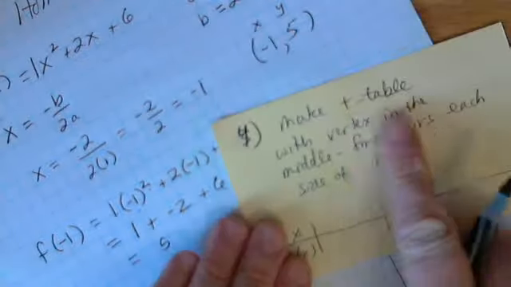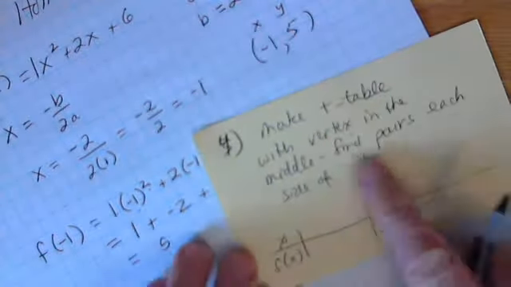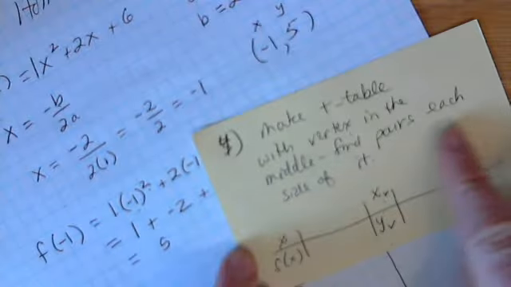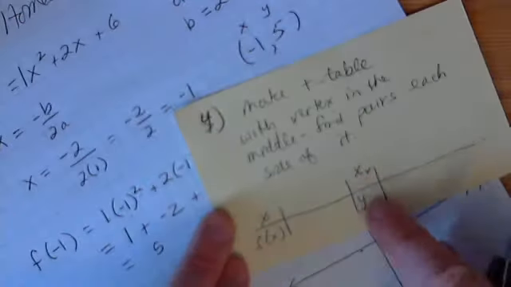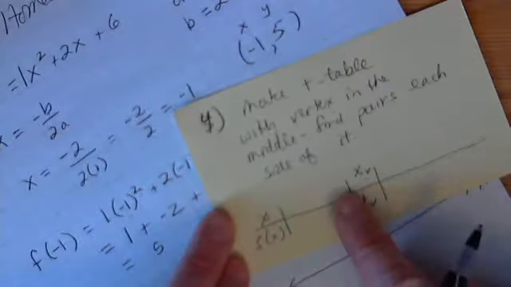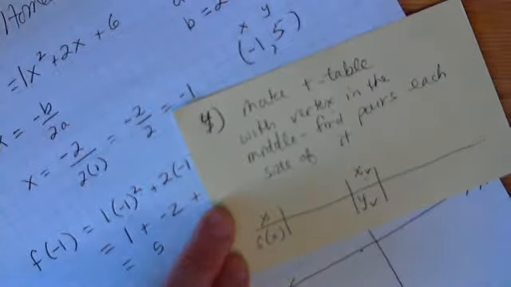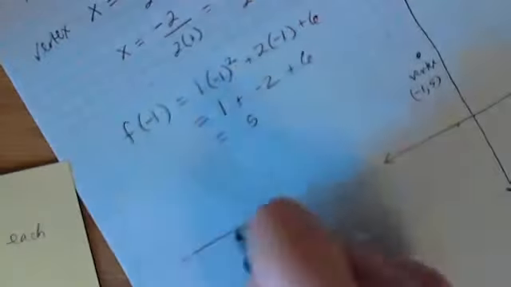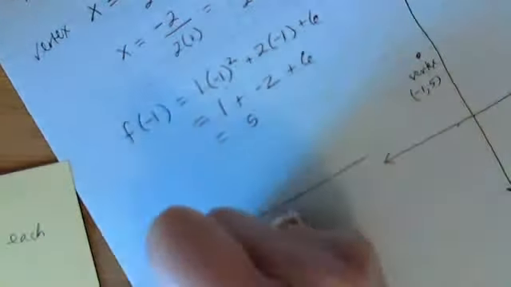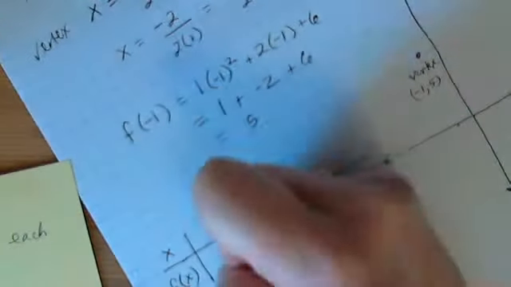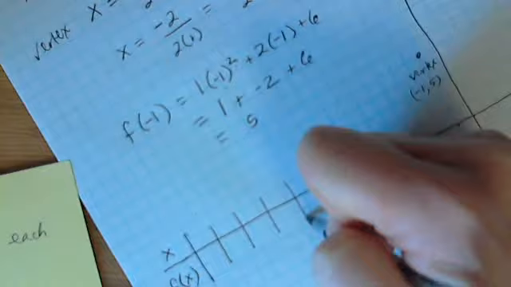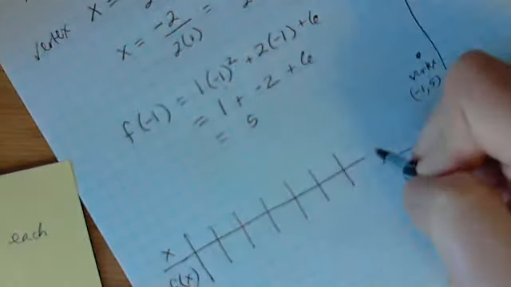Step 4 is to make a t-table with a vertex in the middle, find pairs on each side of it. So our vertex that we just found, negative 1, 5, is going to go right here, and we're going to find some coordinate pairs that work in the function on each side of that. So right here to the left of my graph that I've started, input x, output f of x, and let's get this table ready for some coordinate pairs.